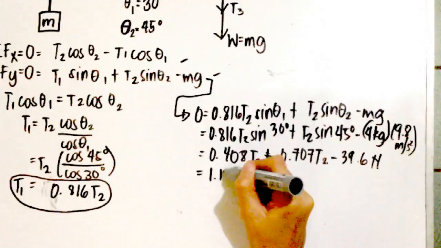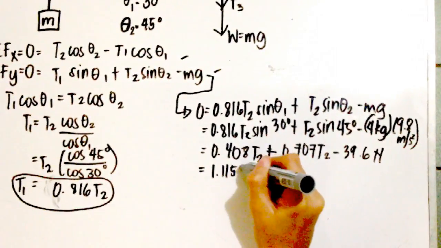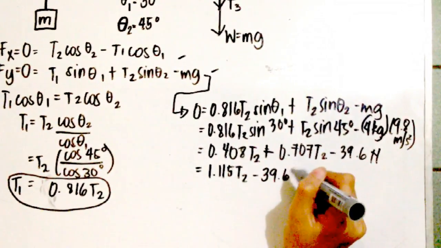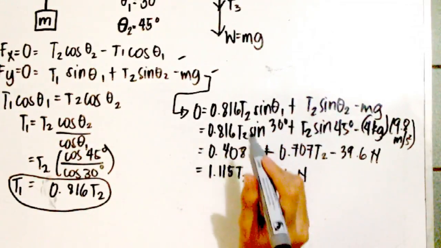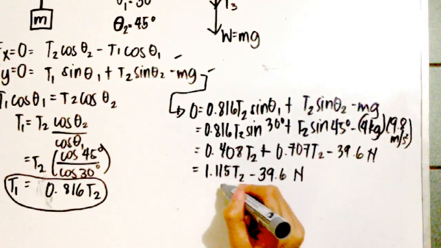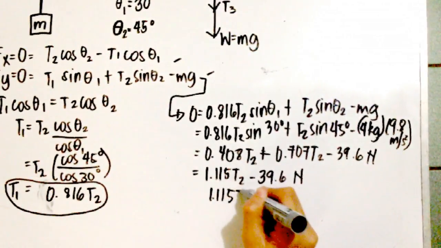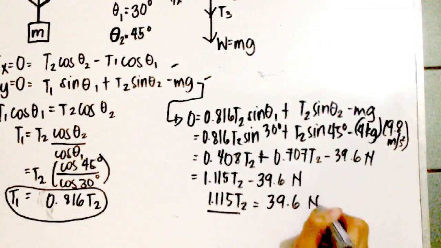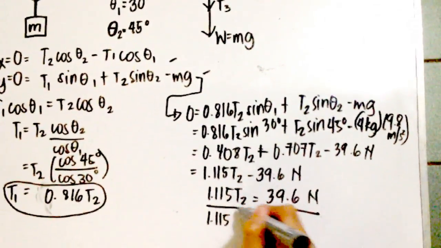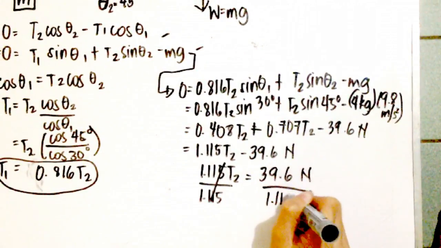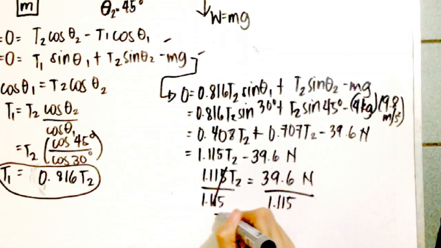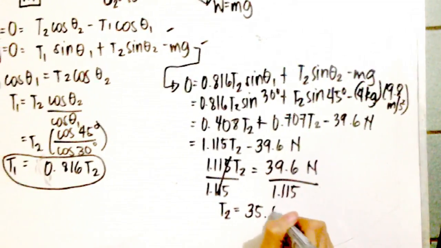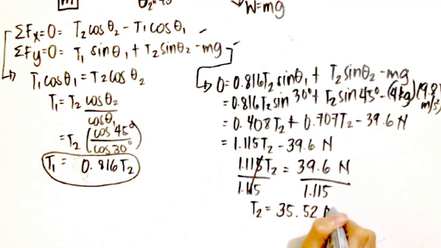Then let's add the like terms. Then we'll have 1.115 T2 minus 39.6 Newton. So now, since they are unlike terms, let's put them side by side. So 1.115 T2 is equal to 39.6 Newton. Then since T2 is what we're looking for, divide it by 1.115. Then we'll get T2 is equal to 35.52 Newton.